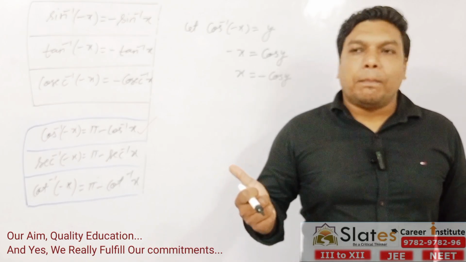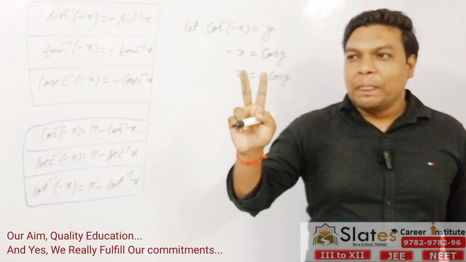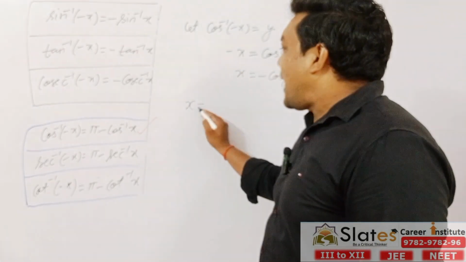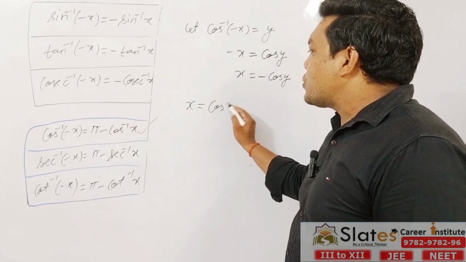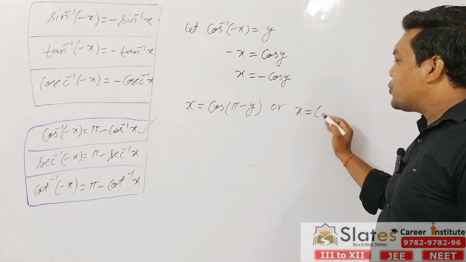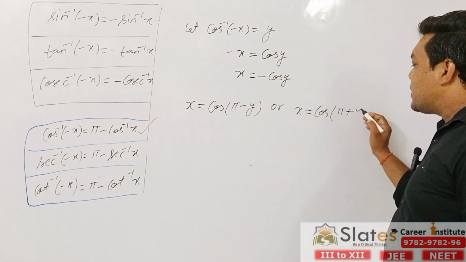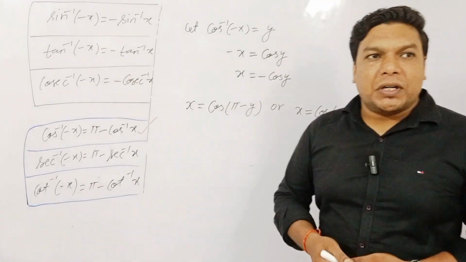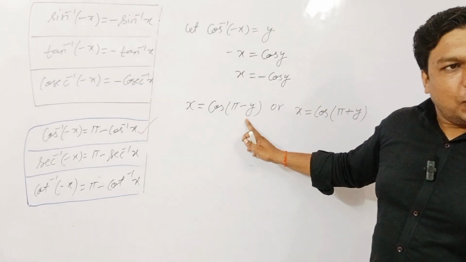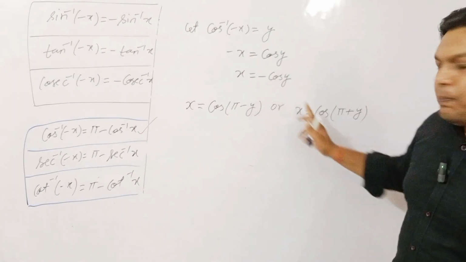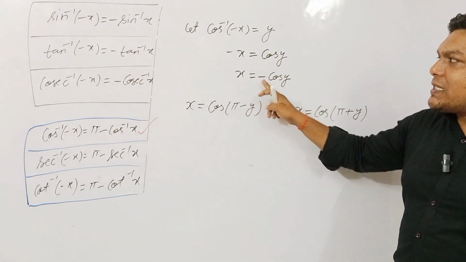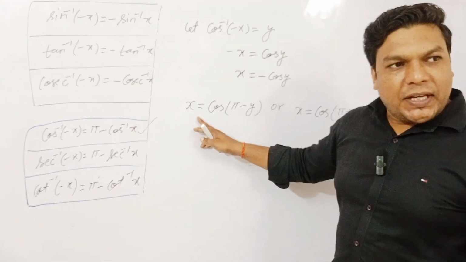Pi plus y or pi minus y, in the second quadrant and third quadrant. So see what you can write. You can write x is equals to cos of pi minus y, or x is equals to cos of pi plus y. We are going to discuss a very important thing. Cos of pi minus theta in the second quadrant gives you minus cos, or pi plus theta in the third quadrant gives you minus cos. So x is equals to minus cos y can be written in two ways.